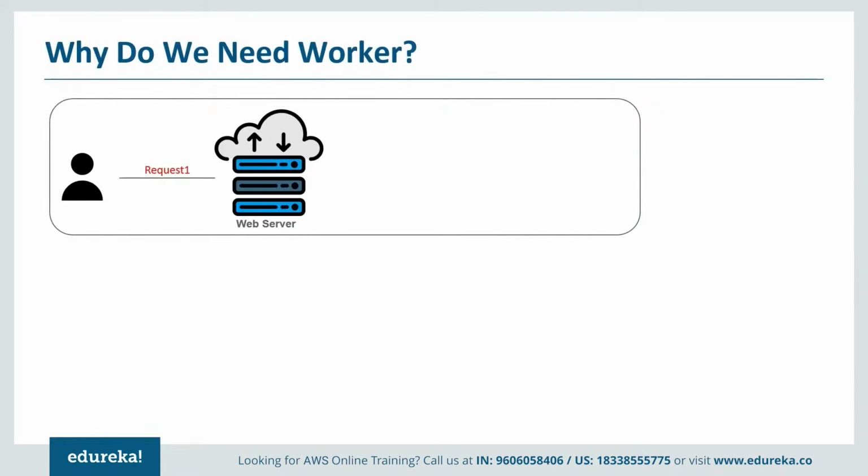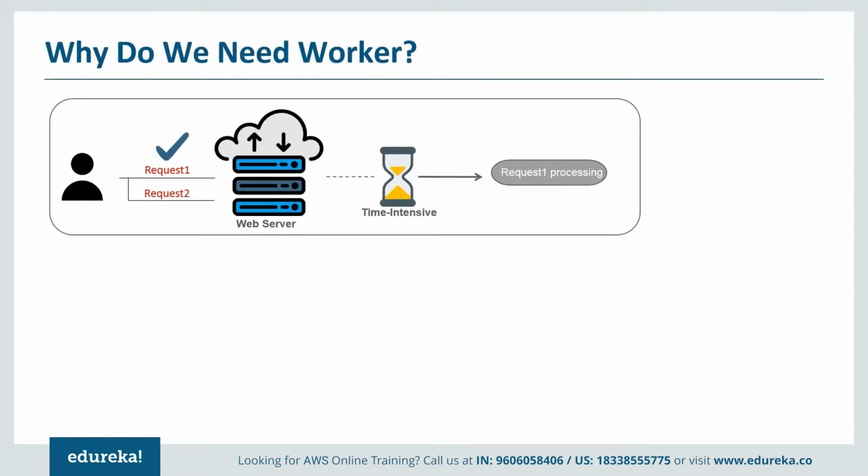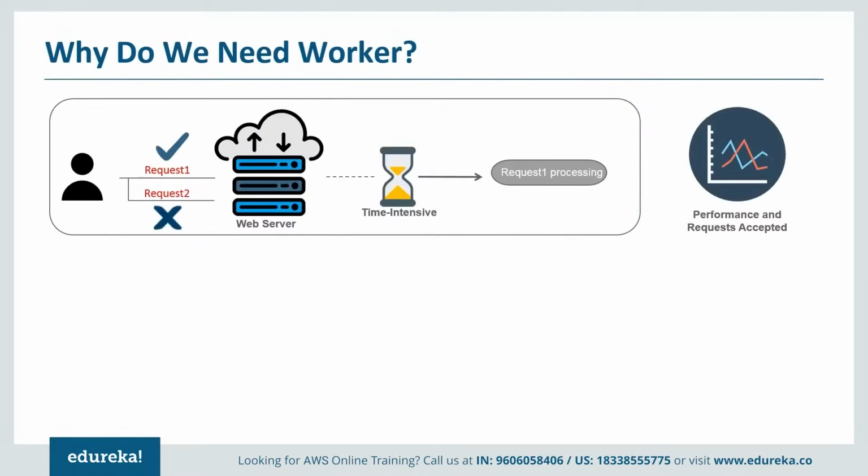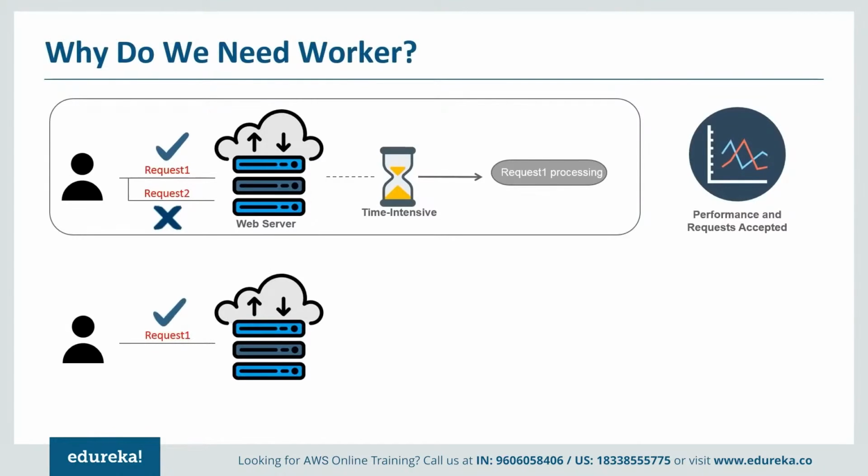Let's try to understand why we need worker with the help of a use case. So I have a client. He has made a request to web server, and the web server has accepted the request and starts processing it. But while it's processing the request, it comes across tasks which are taking a lot of time. Meanwhile, this client sends another request to web server. Since web server is still processing the first request, it denies the second request. So the result of this is that the performance and the number of requests accepted by your web server will drastically decrease.